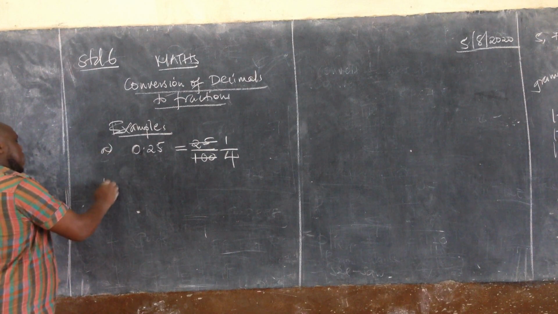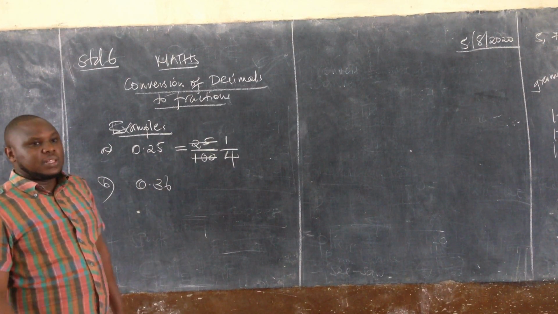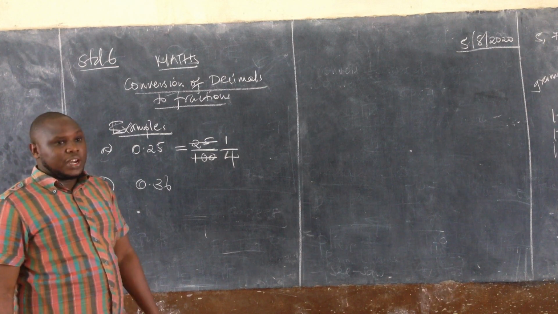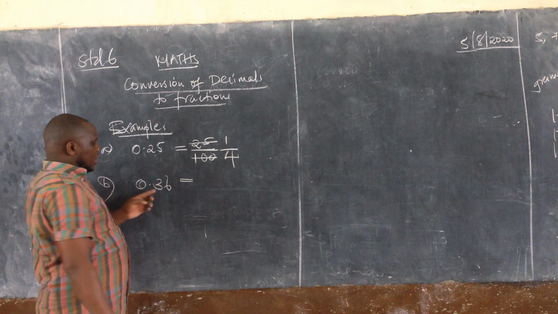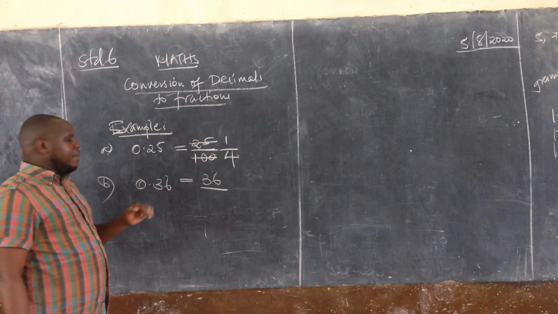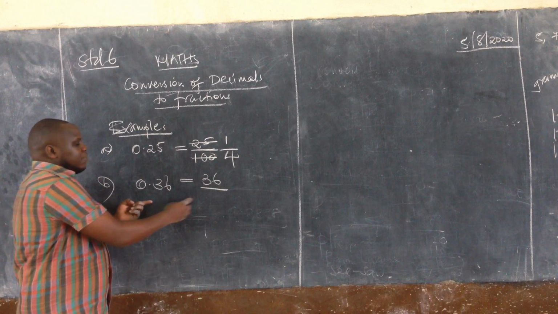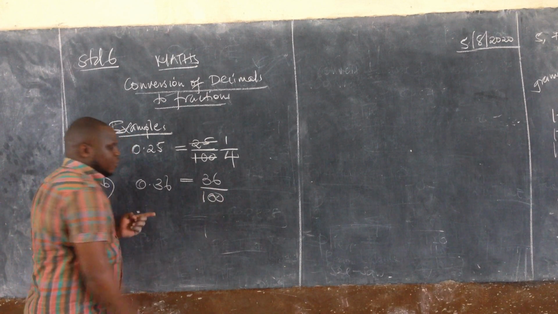Let's have a second example, Lana. You can be given 0.36. Convert 0.36 into a fraction. So in this case, Lana, this is going to be 36 on the numerator, and then you divide by the number that has two decimal places. The two decimal places are represented by the zeros, so over 100.